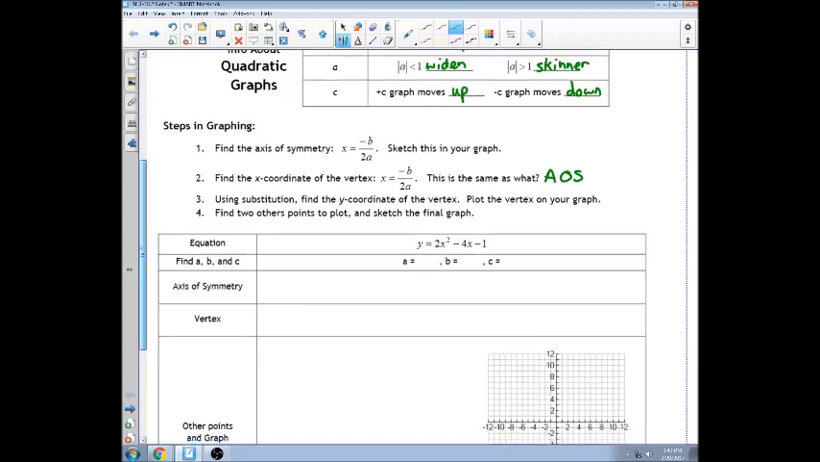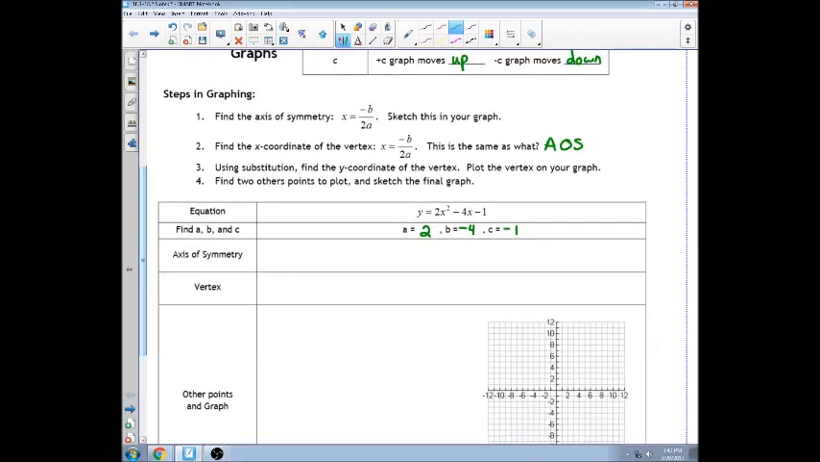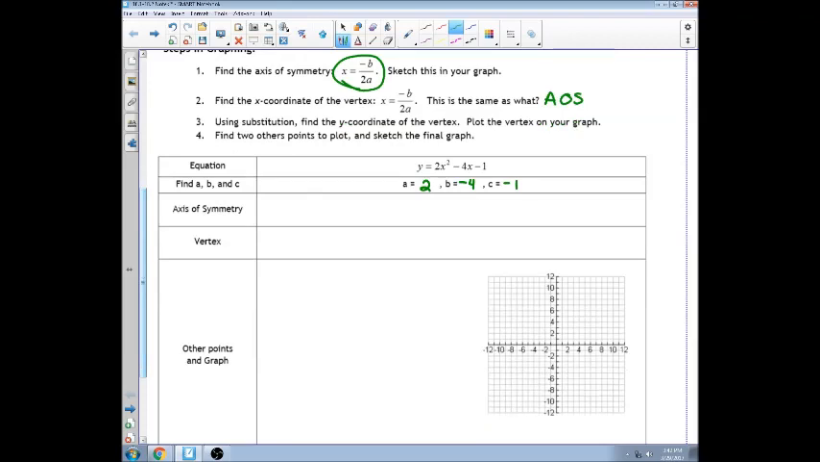So let's go ahead and do an example. Here's our equation. y equals 2x squared minus 4x minus 1. So our a value in this case is 2, our b is negative 4, and our c is negative 1. We need to find the axis of symmetry. If you remember, we just went over how to find the axis of symmetry. It is x equals the opposite of b over 2a.